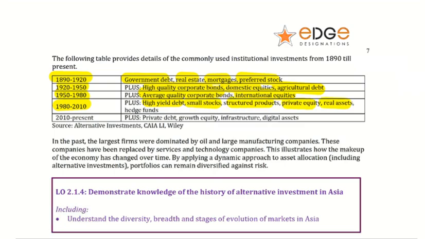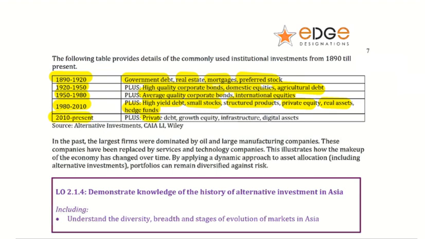1980 till 2010, high yield debt, small cap stocks, structured product, private equity, real assets, and hedge funds. Hedge funds really came into their being early on in the 80s and grew exponentially. They've had lower investment, as we saw on the first page of the first set of notes, where hedge funds are falling off a little bit in terms of the overall picture. But 1980 to 2010, they were predominant.